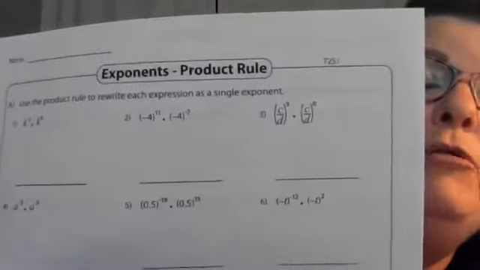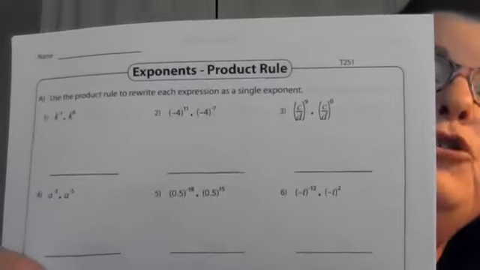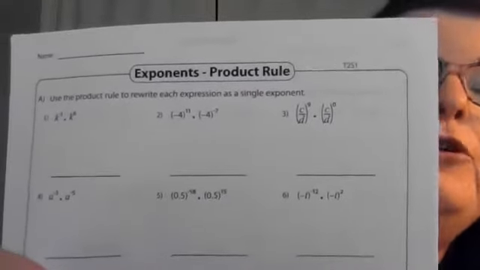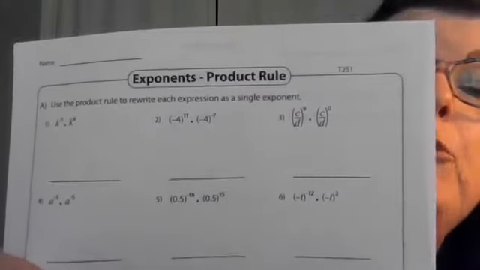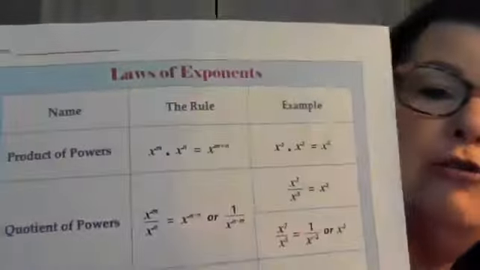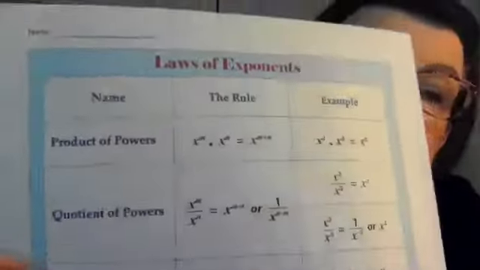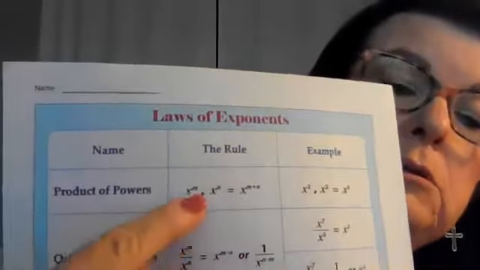All right, here's what we're going to start today. We're going to do exponents, the product rule. Product is the answer to a multiplication problem. So what they're doing is they're going to tell us the rule for multiplying same bases. Now, if you'll remember, I want to go back to the first page. You'll have this to refer to. Product. Here's our rule right here. Product of powers. Let me get it on the screen.